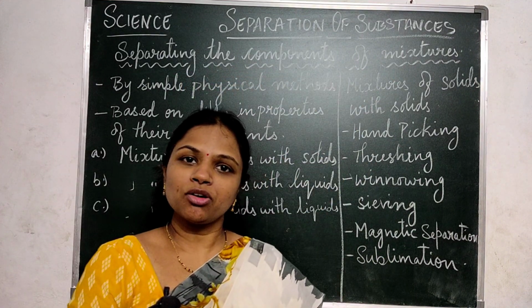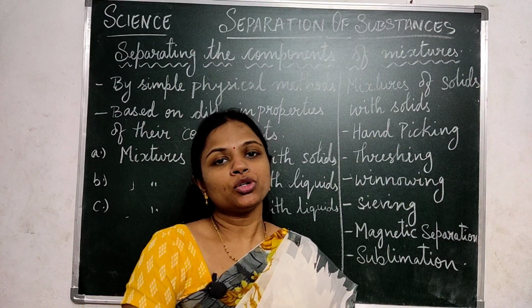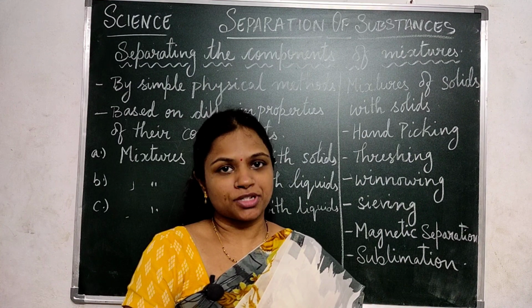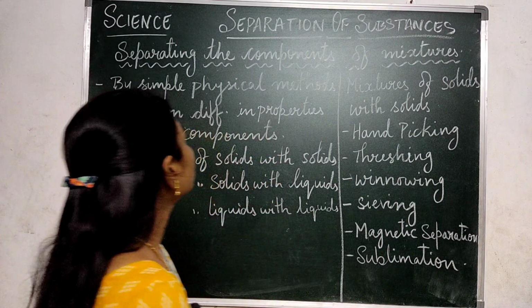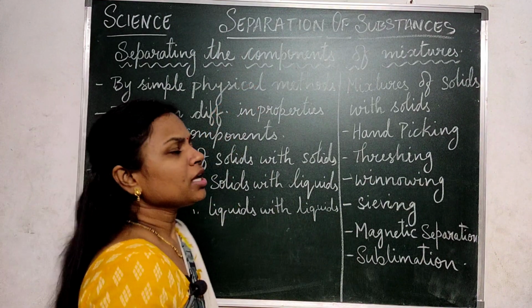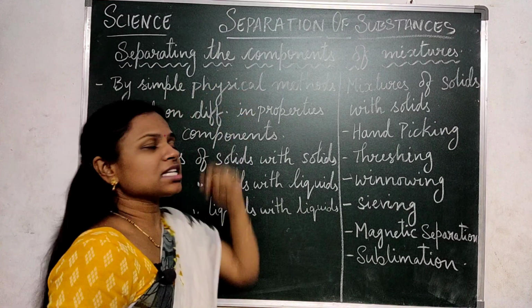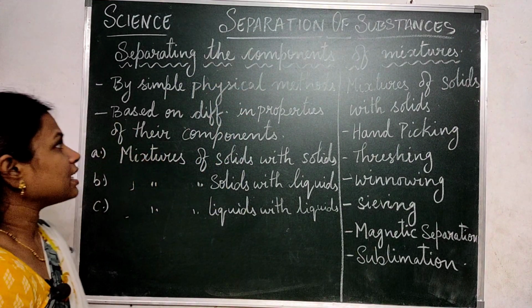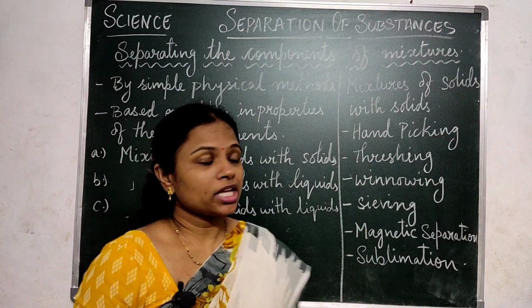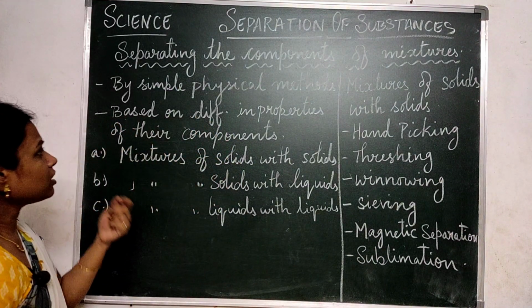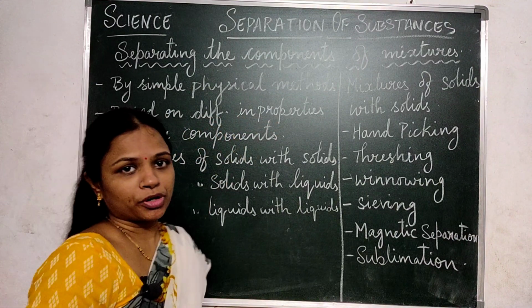Now, in the last video, we have learned that a mixture is a combination of two or more different substances in different proportions. So today we will know how to separate them. Basically, they can be separated by simple physical methods. And the method we need to employ actually depends on the difference in the properties of their components.